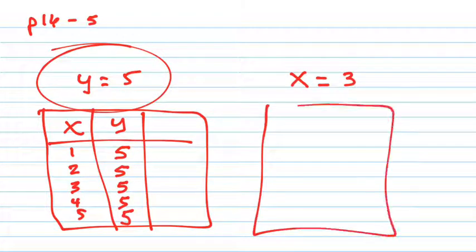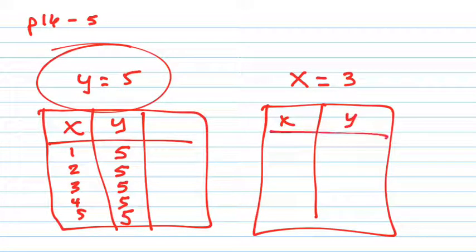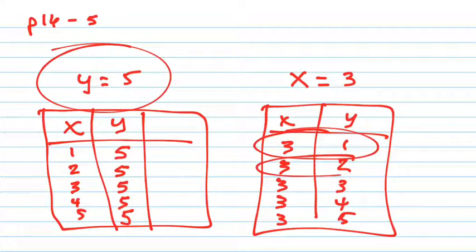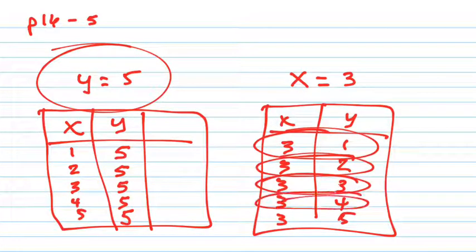So what if I have x equals 3? When does x equal 3? All the time. It doesn't matter what, x has to be 3, which means I can use anything for y. But then what do you do for the point? Well, these are the points: (1, 5), (2, 5), (3, 5). In this one you have no x, and you're going to see what that does to the line.